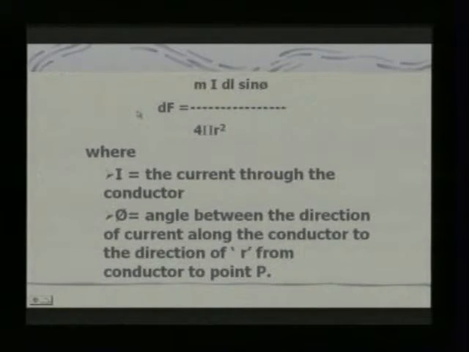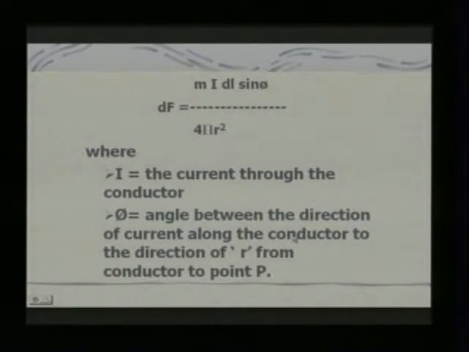dF or dH is equal to m i dl sin phi by 4 pi r square, where I is equal to the current through the differential element of the conductor dl, and phi is equal to angle between the direction of current along the conductor, that is of differential length dl, to the direction of r from conductor to point P.